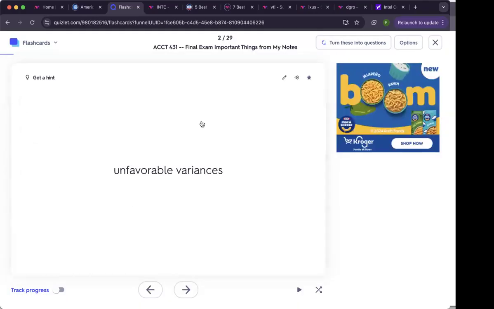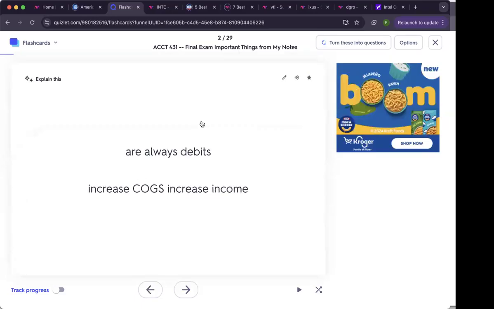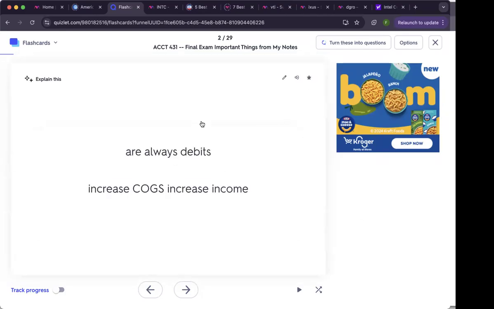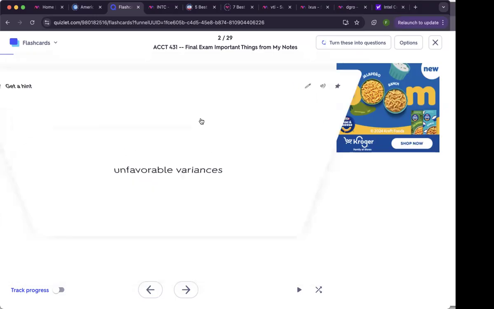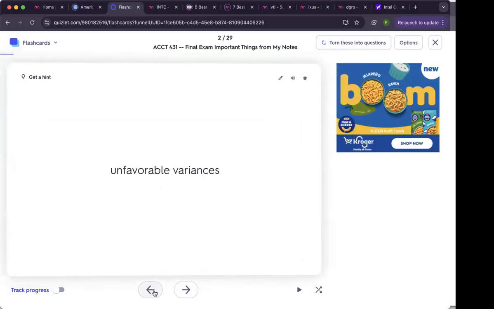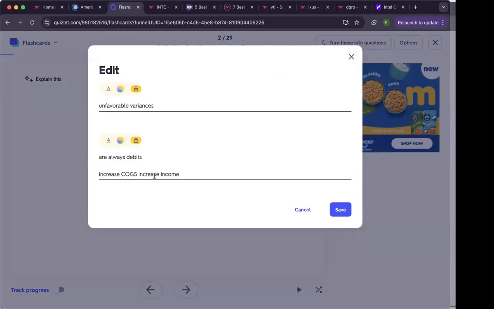Okay. Unfavorable variances are always debits for journal entries. So anytime you have an unfavorable variance, like for price of raw materials, an unfavorable variance for that is a debit. And that's because you increase the cost of goods sold. Did I say that wrong? I think I meant to write decrease here. That's my bad.